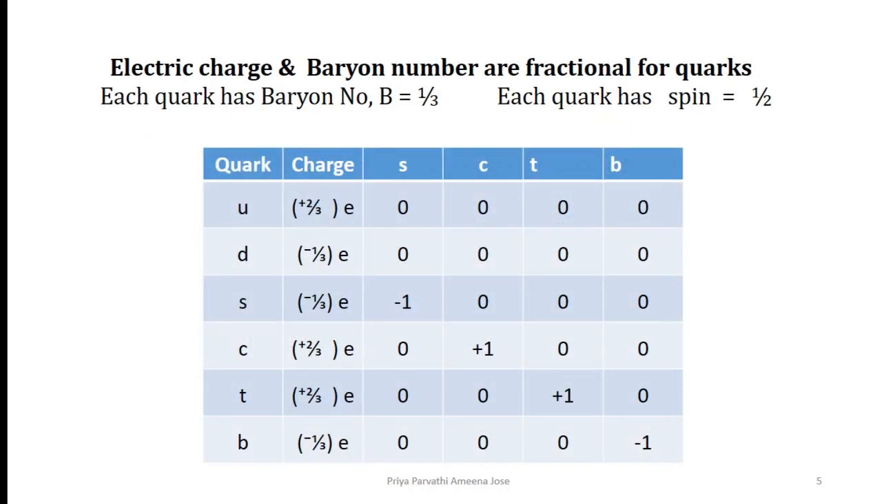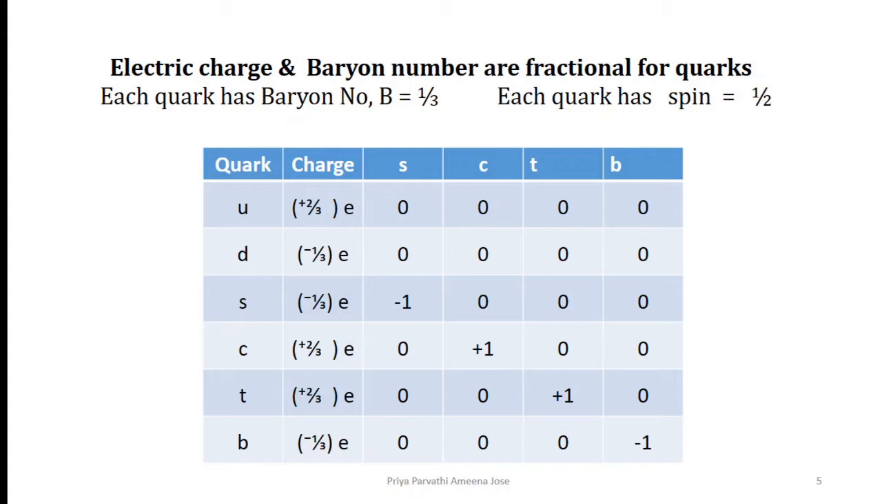Now let us consider the properties of quarks. The most striking observation is that electric charge and baryon number are fractional for quarks. Each quark has a baryon number 1 by 3 and a half integral spin number. Look at the table. You can see that up, charm and top have a charge of plus 2 by 3 of electric charge E, while the remaining quarks have a charge of minus 1 by 3 of E.